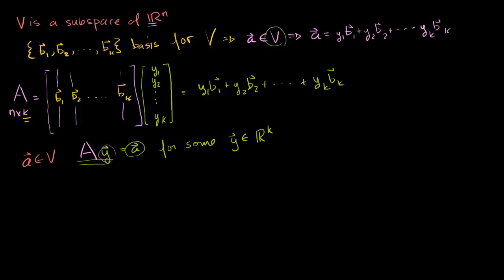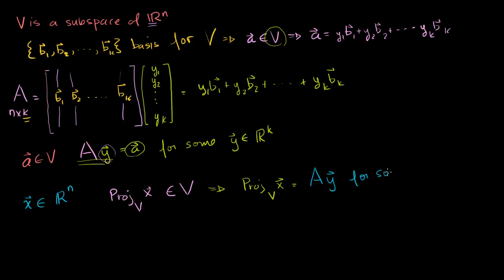Now, the projection, let's say that x is just some arbitrary member of Rn. The projection of x onto our subspace V, by definition, is going to be a member of your subspace. Or, another way of saying it is that this guy, the projection onto V of x, is going to be equal to my matrix A times some vector y, for some vector y in Rk. If we knew what that vector y was, if we could always find it, then we would have a formula, so to speak, for figuring out the projection of x onto V. But we don't have that yet.